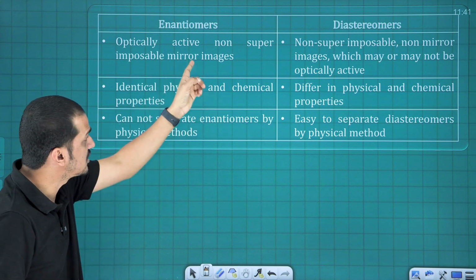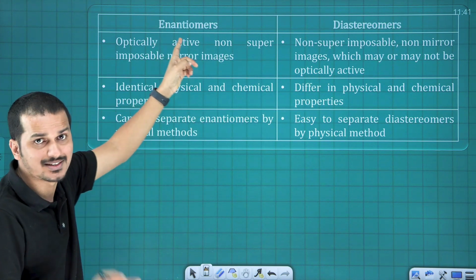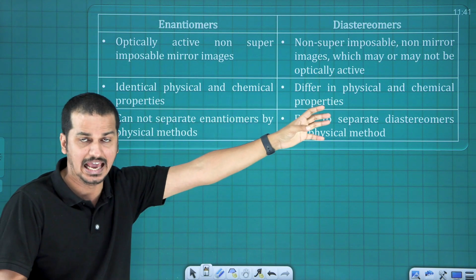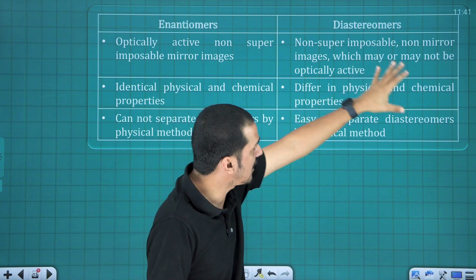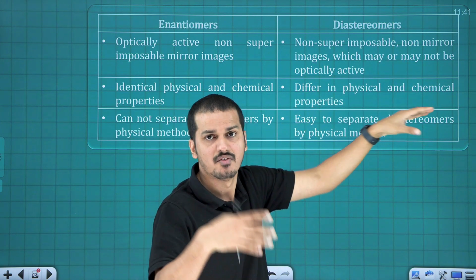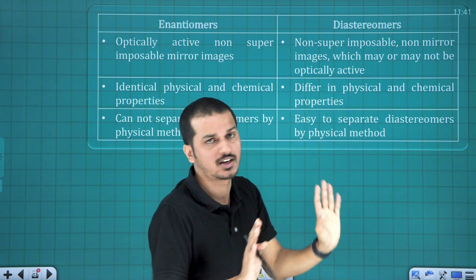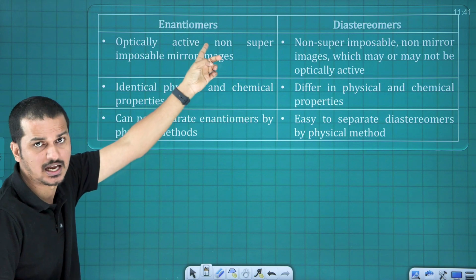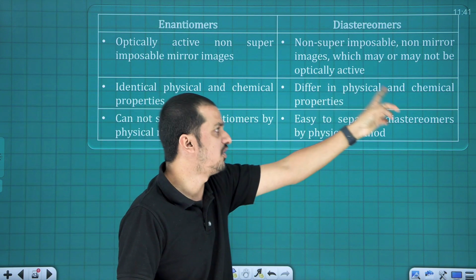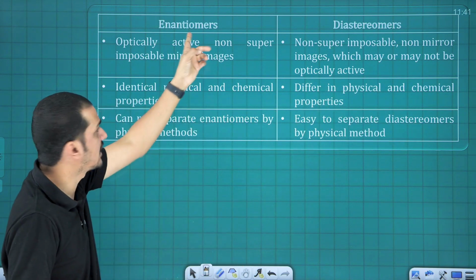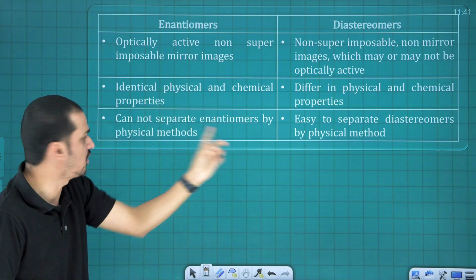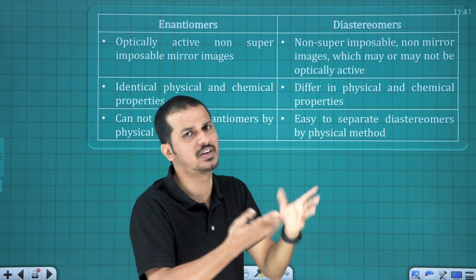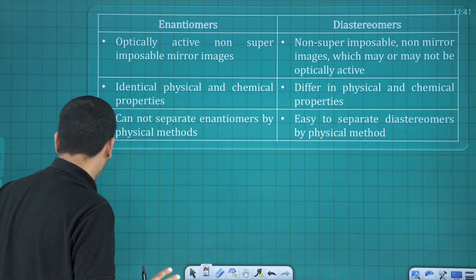Then again, enantiomers and diastereomers. Enantiomers are optically active, non-superimposable mirror images. If one is D, the other will be L. Diastereomers are non-superimposable, non-mirror images which may or may not be optically active. Enantiomers have identical physical and chemical properties, but diastereomers differ in physical and chemical properties. We cannot separate enantiomers by physical methods. But diastereomers have different physical properties, so we can separate them by using physical methods. Keep that idea in mind.